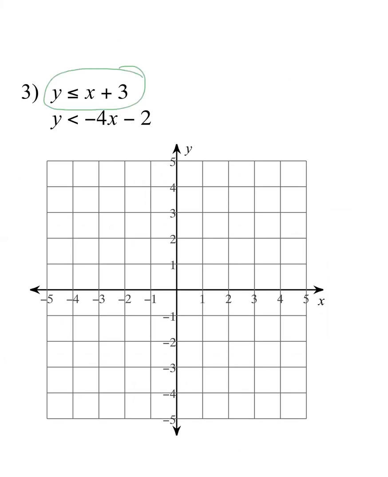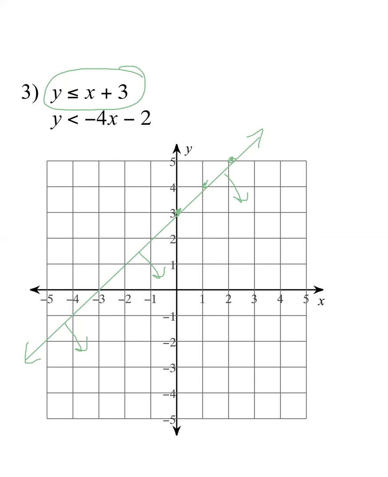So let's graph that like normal. I would start at 3 and I would go up 1 over 1. I would connect these with a solid line. Okay. And I would shade y is less than, so I would shade below this. So again, I'm just going to draw myself. These little reminder arrows are not part of the graph. It's just to remind me so I don't have to go back and think about it again later.